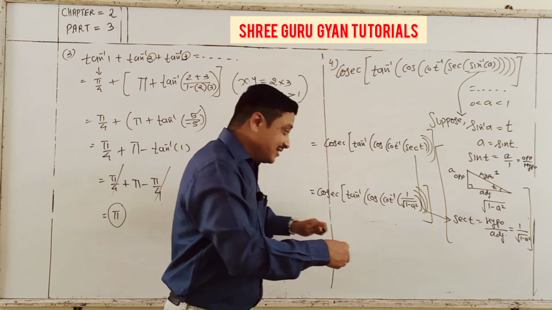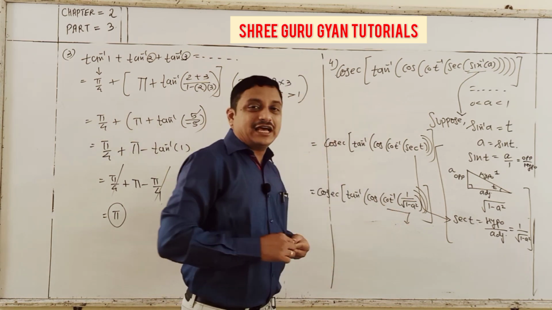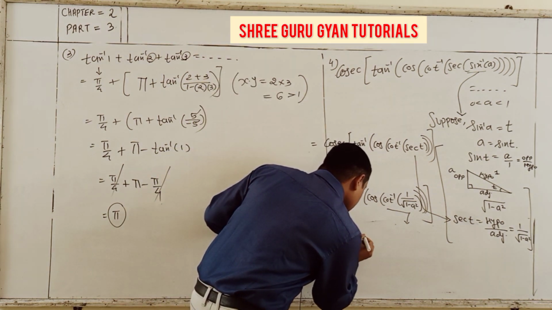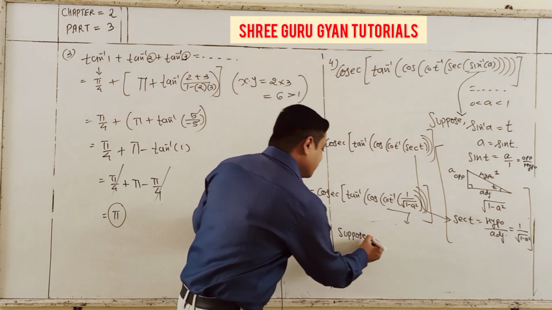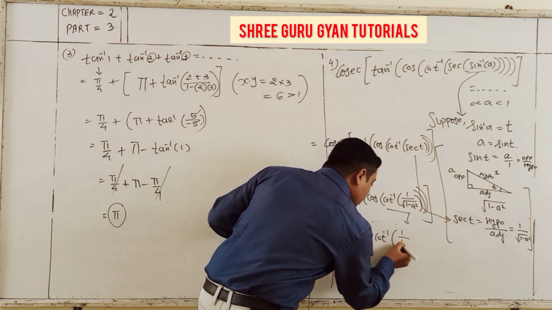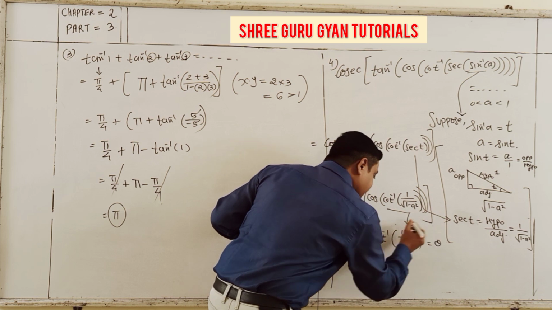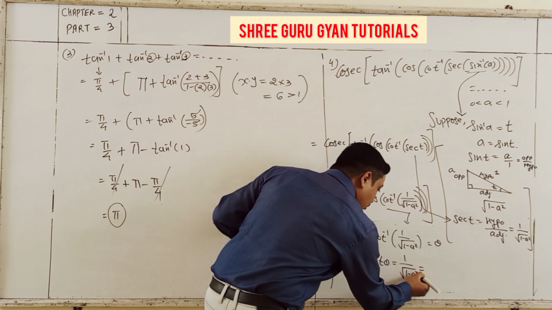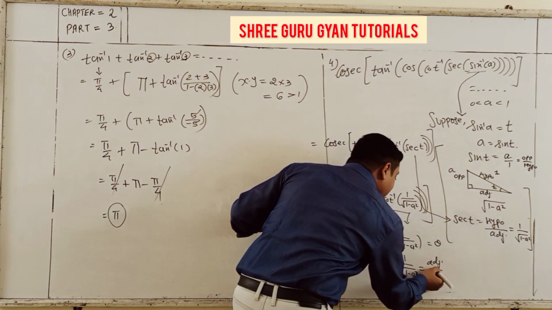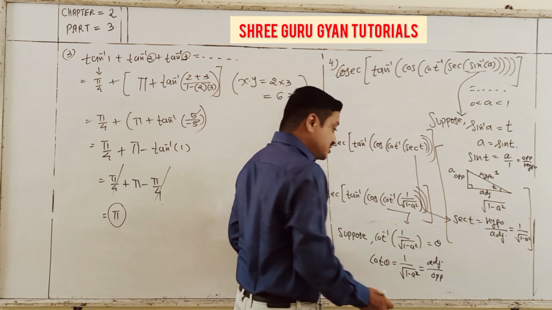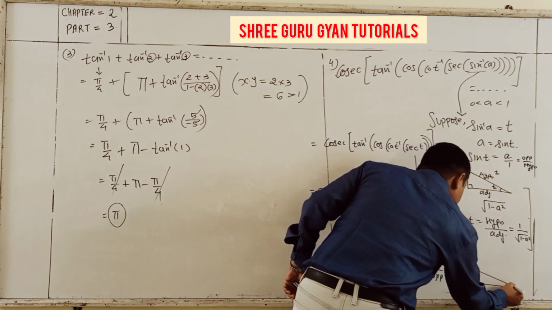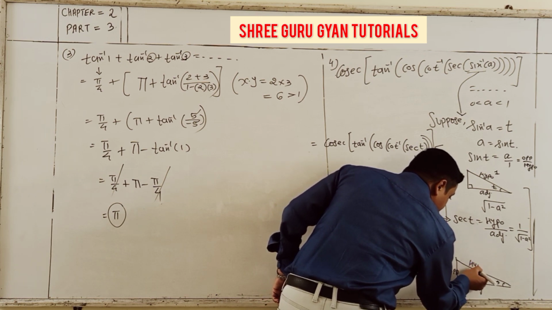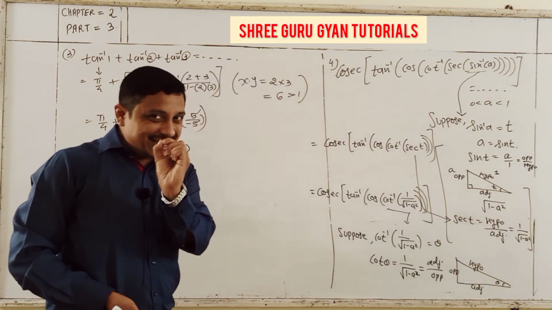Now I start with these terms and assume something different, another angle. Yes, suppose this is a 3 marks question, students. Suppose cot inverse 1 upon under root 1 minus a square becomes theta. So cot theta is 1 upon under root 1 minus a square, and the cot formula you know, adjacent side by opposite side, and go to the triangle. This is your theta, opposite, adjacent, and hypotenuse, and you will decide the third side.